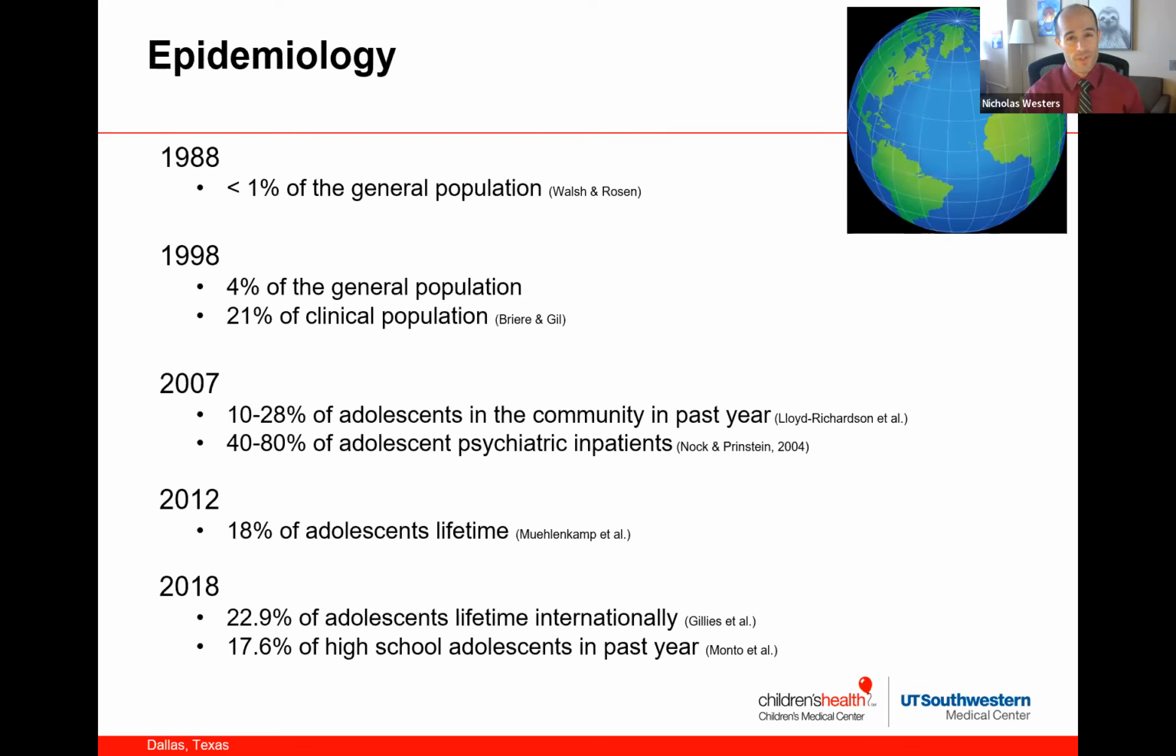Epidemiology prevalence studies. The first study was done in 1988 and found that less than 1% of the general population had engaged in self-injury at some point. A decade later, we saw the number was 4% instead of just under 1%, and then 21% of clinical populations. And then another decade later, in 2007, we found that about 10 to 28% of adolescents in the community reported having self-injured in the last year. And then that was about 40 to 80% of adolescent psychiatric inpatients. So we started finally looking at younger people where the behavior was more prevalent.